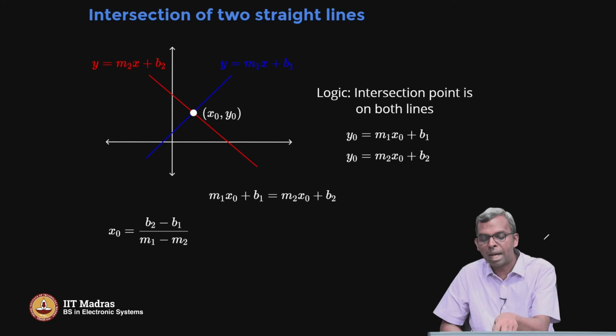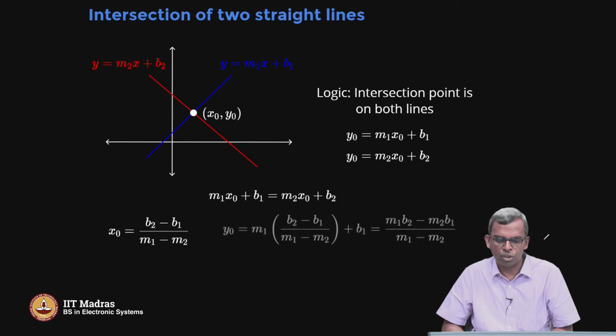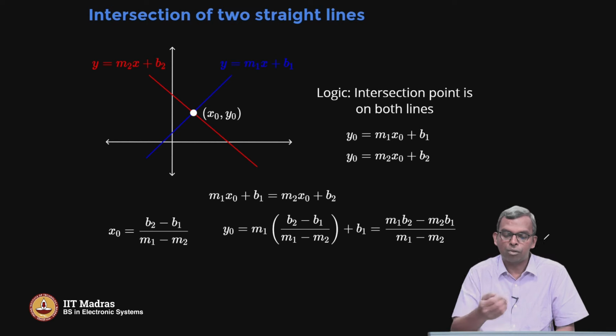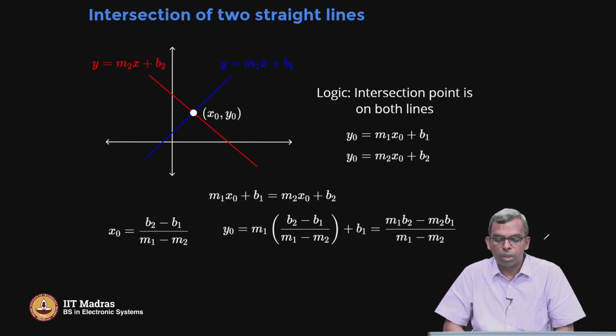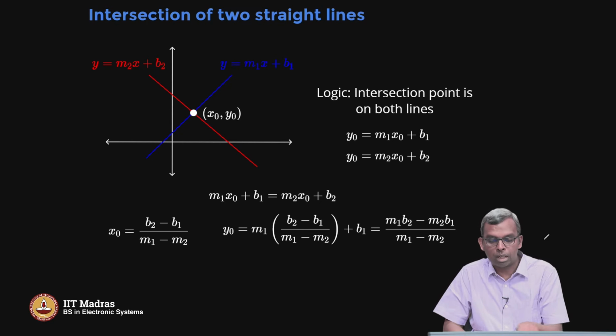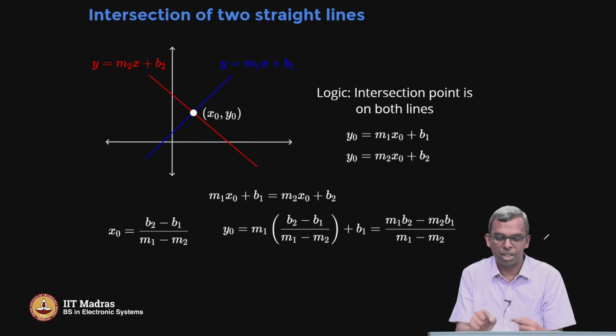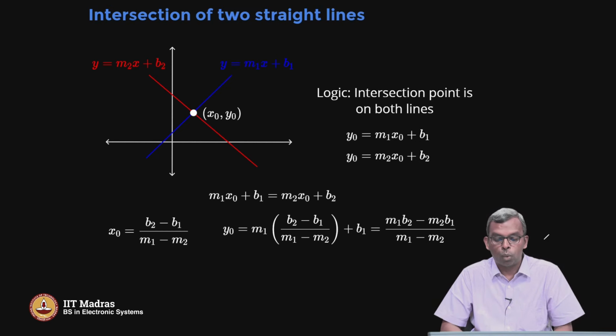Once you know x0, how do you find y0? You substitute it back into any one of these equations. You pick your favorite equation. I picked the first one. You can pick the second one also. You'll get the exact same answer, believe me. So you get y0 equals m1 times this x0 plus b1. You can now do this manipulation. You'll see something will cancel, something will not cancel, and you'll get y0 as (m1 b2 minus m2 b1) by (m1 minus m2).